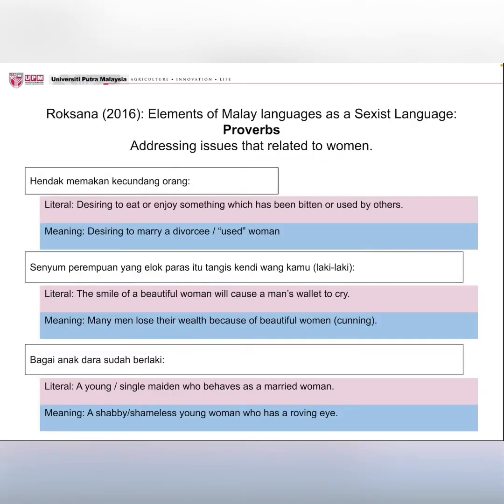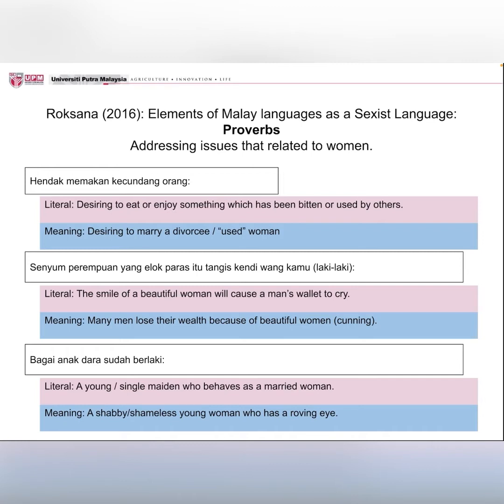Alright, the third is proverbs. This is a type of sexist language. Let us see the first example. Hendak memakan kecundang orang. It means literally desiring to eat or enjoy something which has been beaten or used by others. But in other words, it means desiring to marry a divorcee or a used woman.